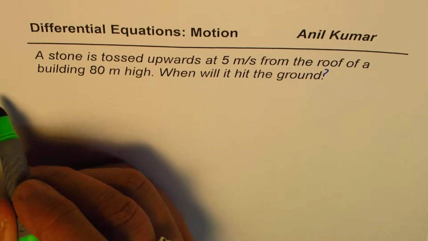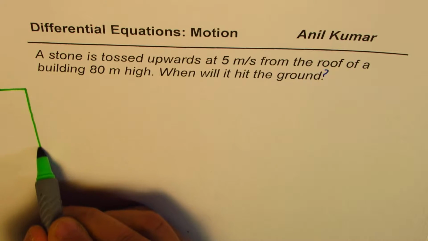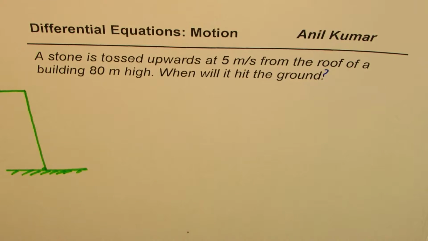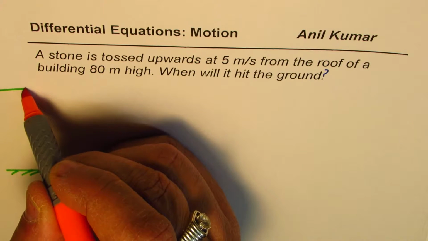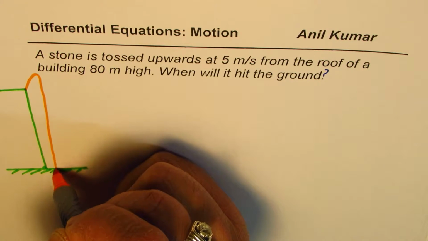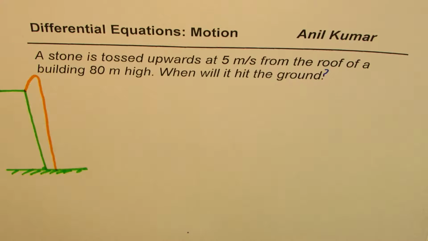Now we'll solve this from very basic principles. Let us say this is the building for us. That's the ground. So what we are saying here is that a stone is tossed upwards. That means from here the stone will go up and then drop down, right? So basically it's a vertical movement of the stone which we are going to model with the help of an equation. Correct? That's the whole idea.